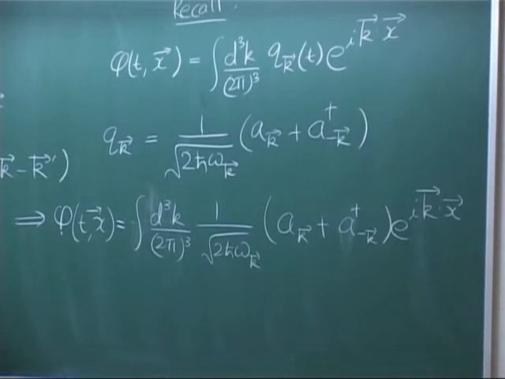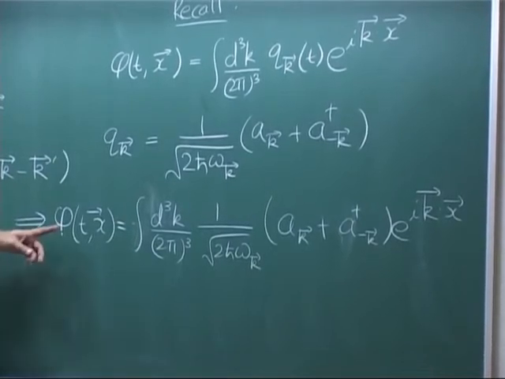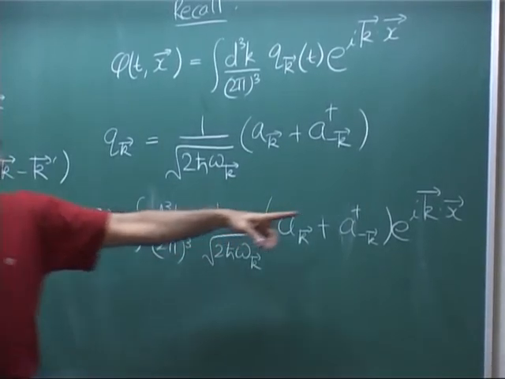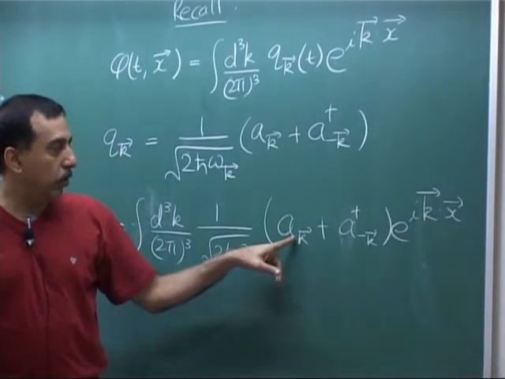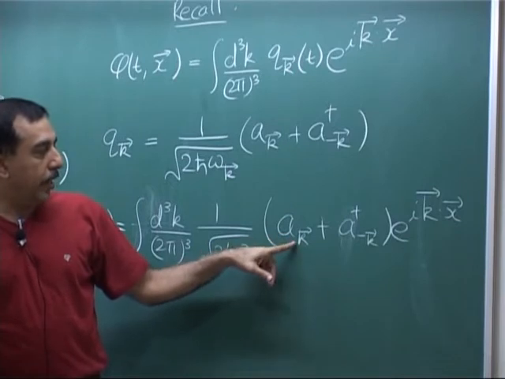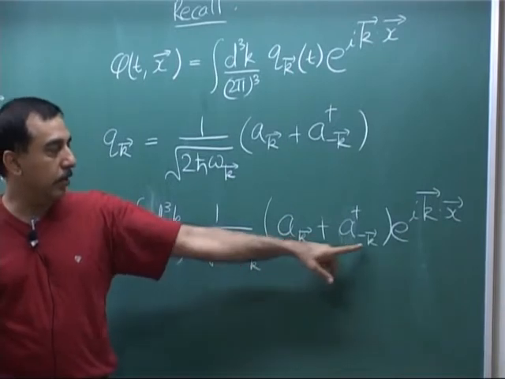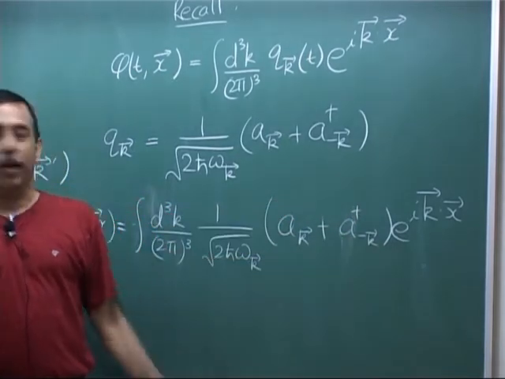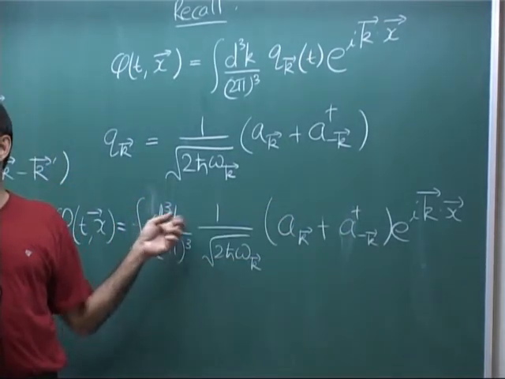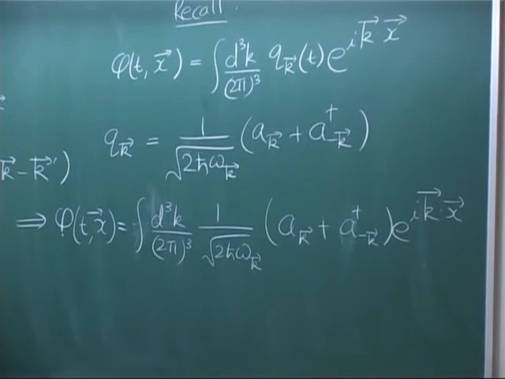And in this form we can see that phi is real, because if you take the dagger on this side, this will change to minus. And ak will change to ak dagger. And this will change to a minus k. Then you make a flip of k to minus k because it's a dummy variable. And you are back where you started. So you see that phi is real.